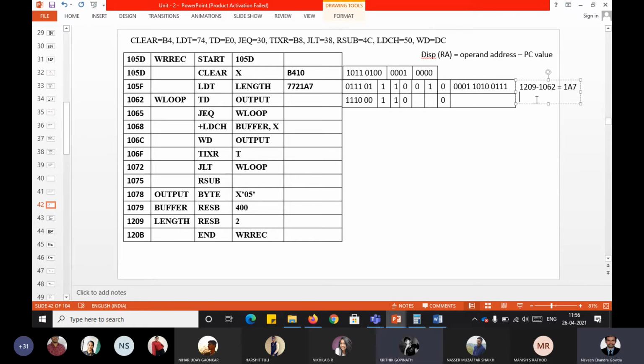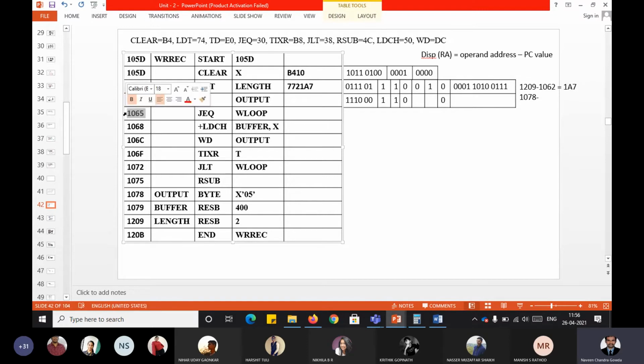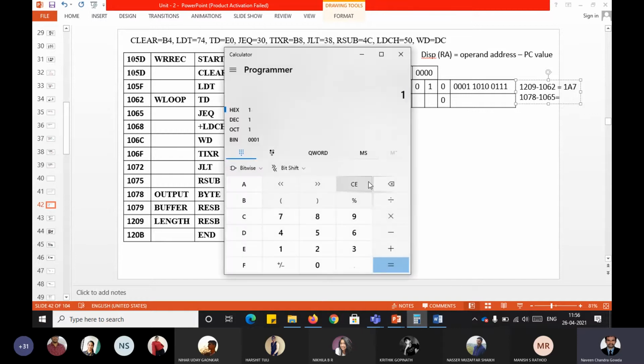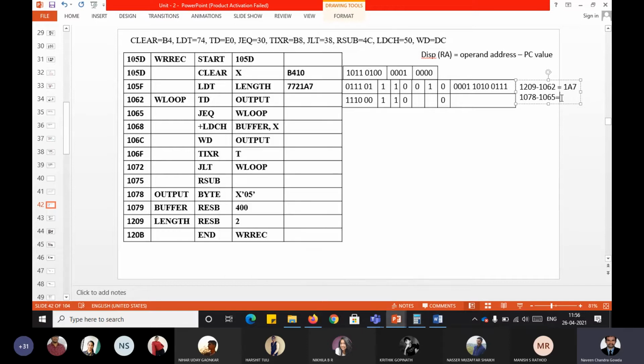Yes, sir. So I'll write: the operand address is 1078 minus the PC value. When I am working with this instruction, the PC value is the next address, which is 1065. When you subtract, 1078 minus 1065, I'm getting 13. Let me write it as 013. So as I'm getting 13, which is not greater than 2047.